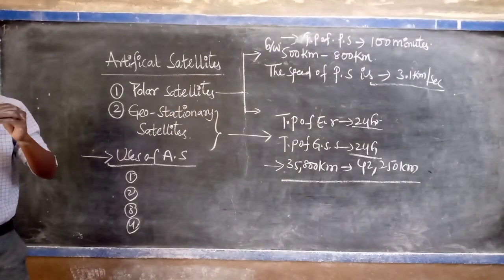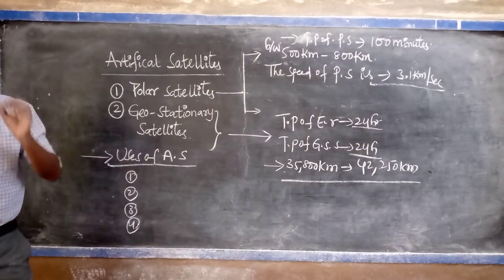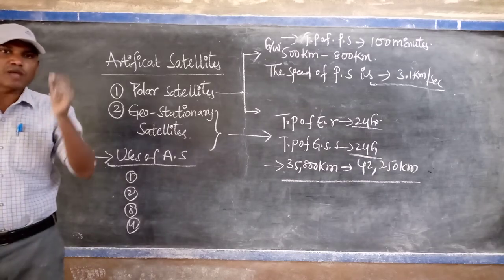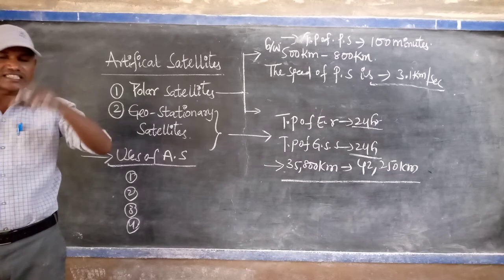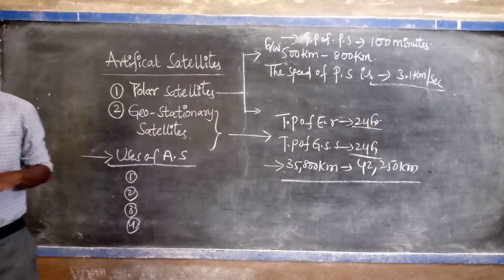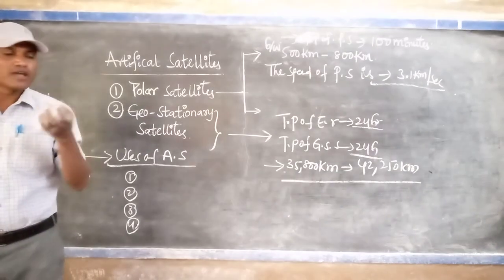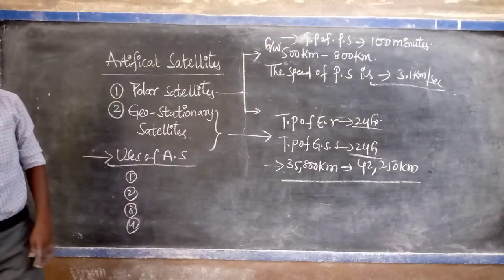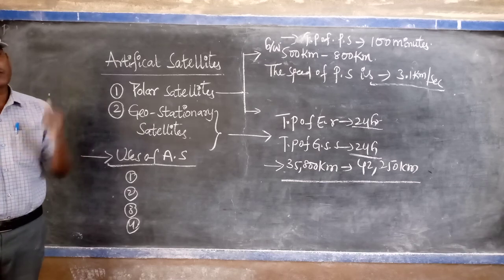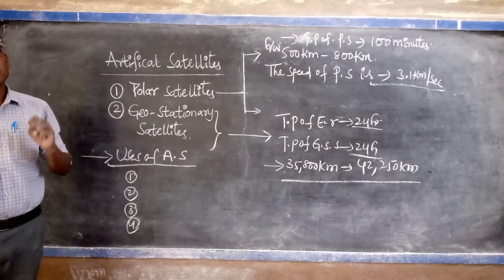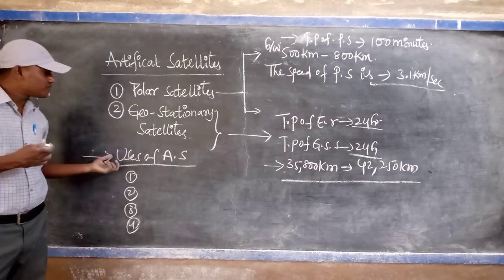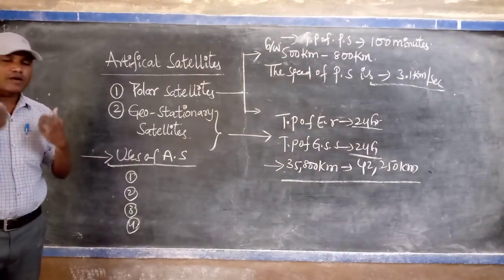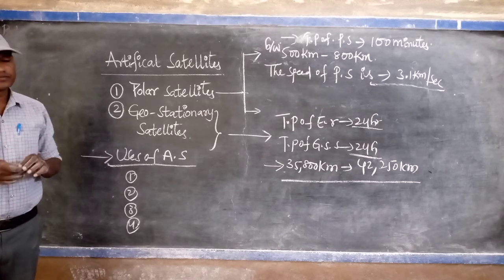Next, what minerals and natural resources are present inside the earth? We can also find this out easily with the help of satellites. And also weather forecast, meaning forecast changes in the atmosphere. So many uses are there for artificial satellites. That's why a number of satellites have been sent, even by our India, to the earth.